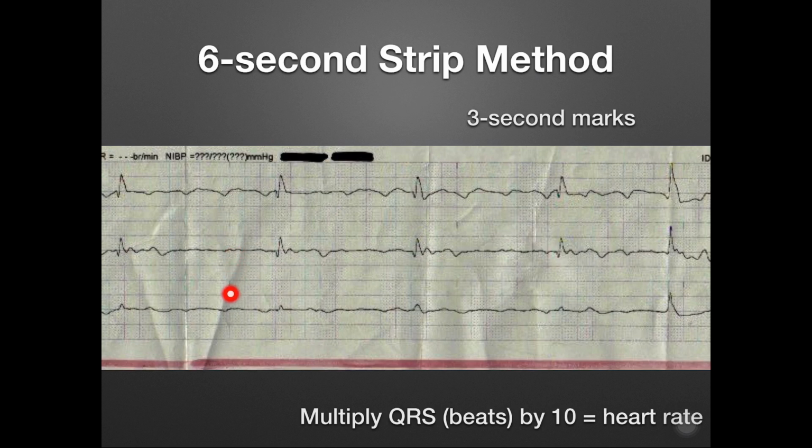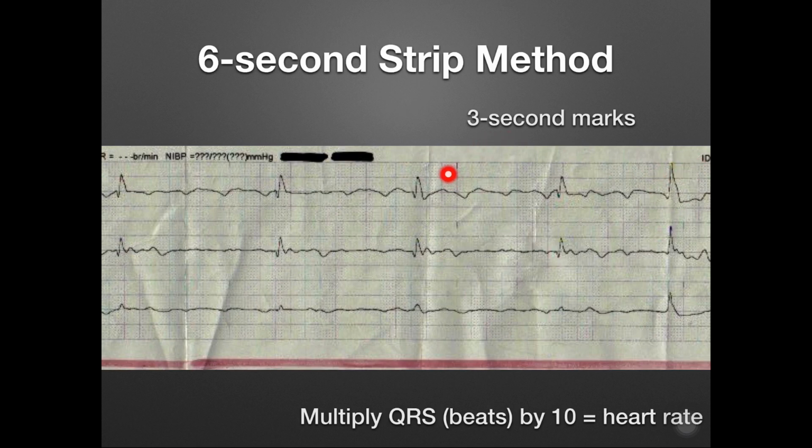This line right here has some black dots. I'll point to it right there, right there, right there. Those are our 3 second markers. So from here to here, we have 2 QRS complexes in between. That's 3 seconds. And then we go from this 3 second marker to this mark over here at the end of the right side of our screen. That's our next 3 second marker.